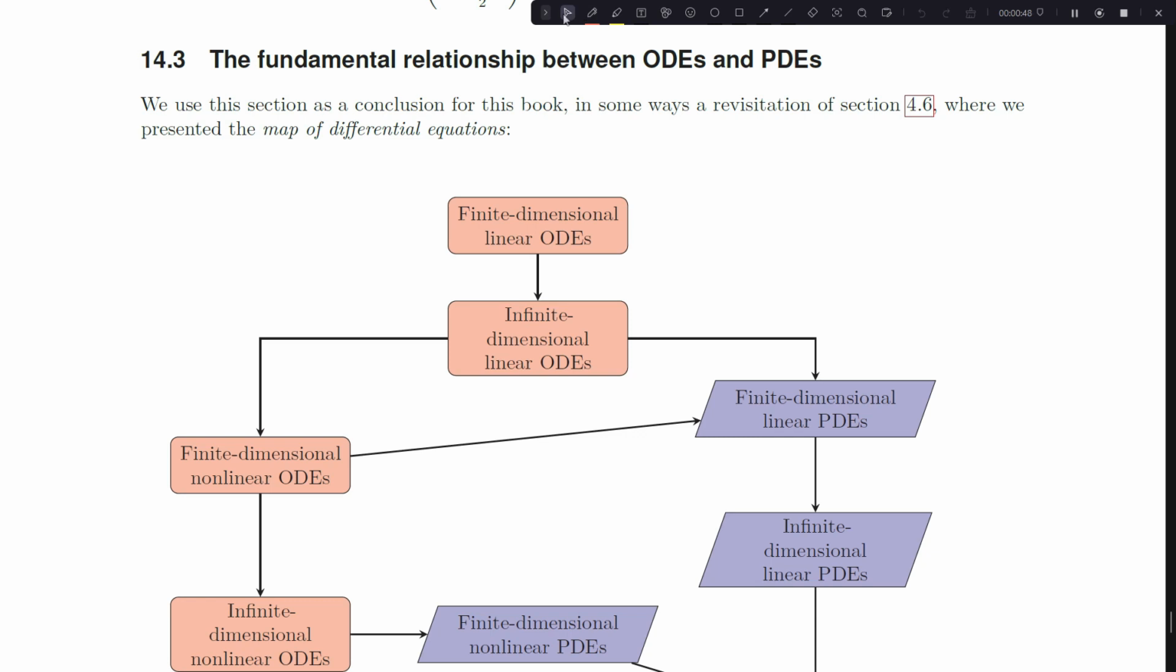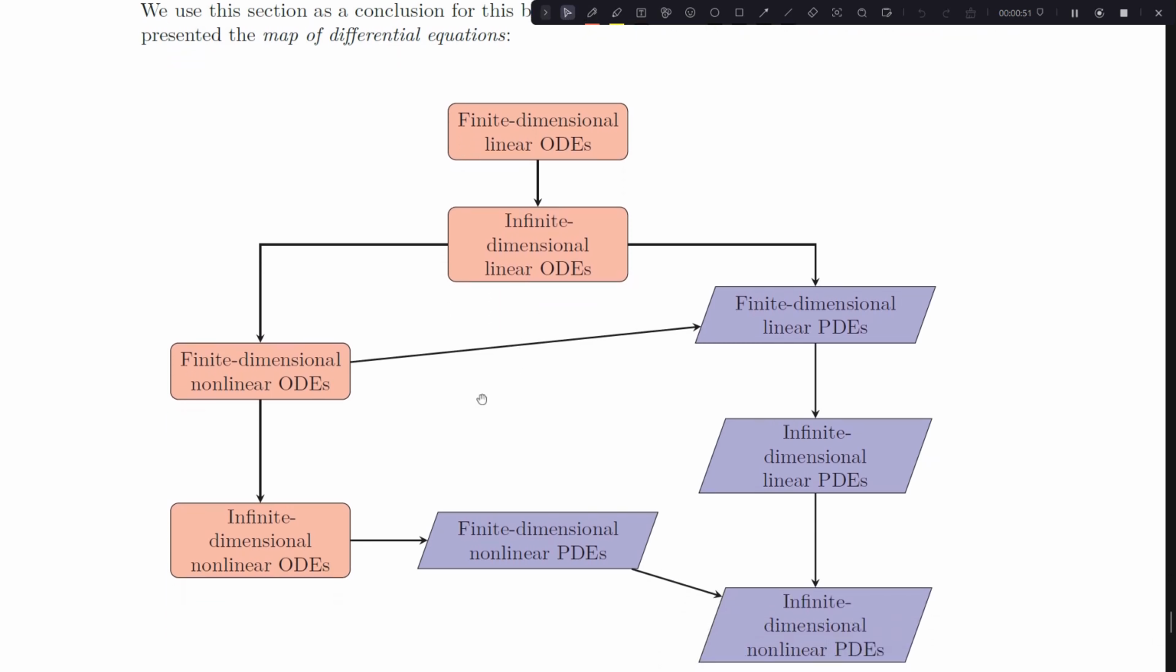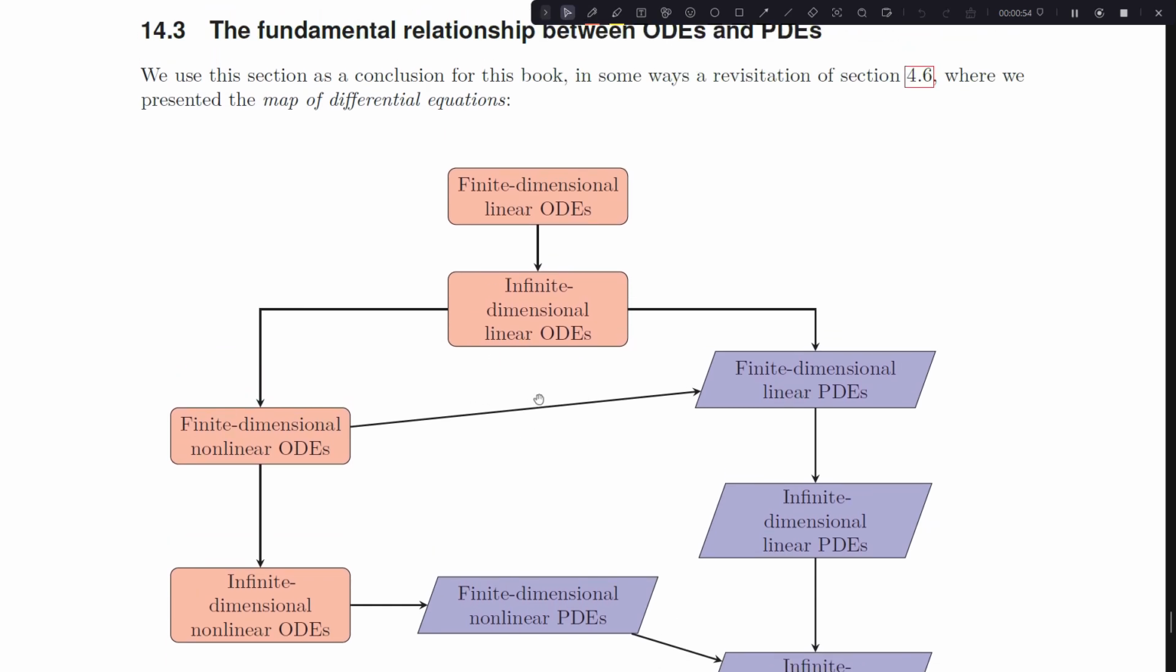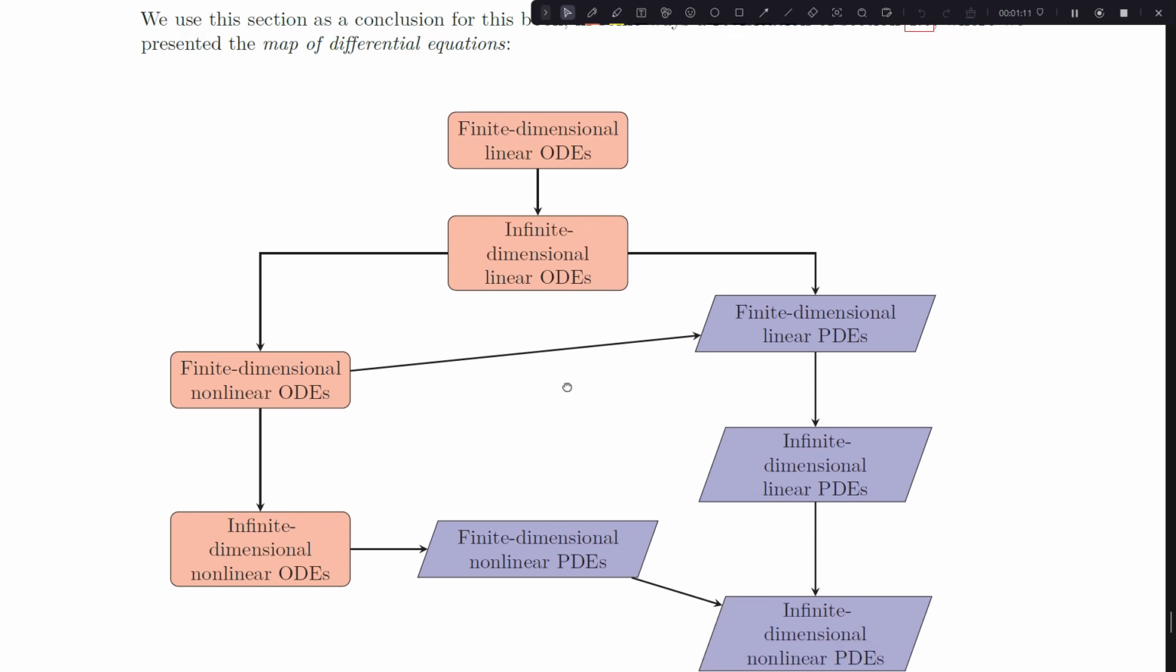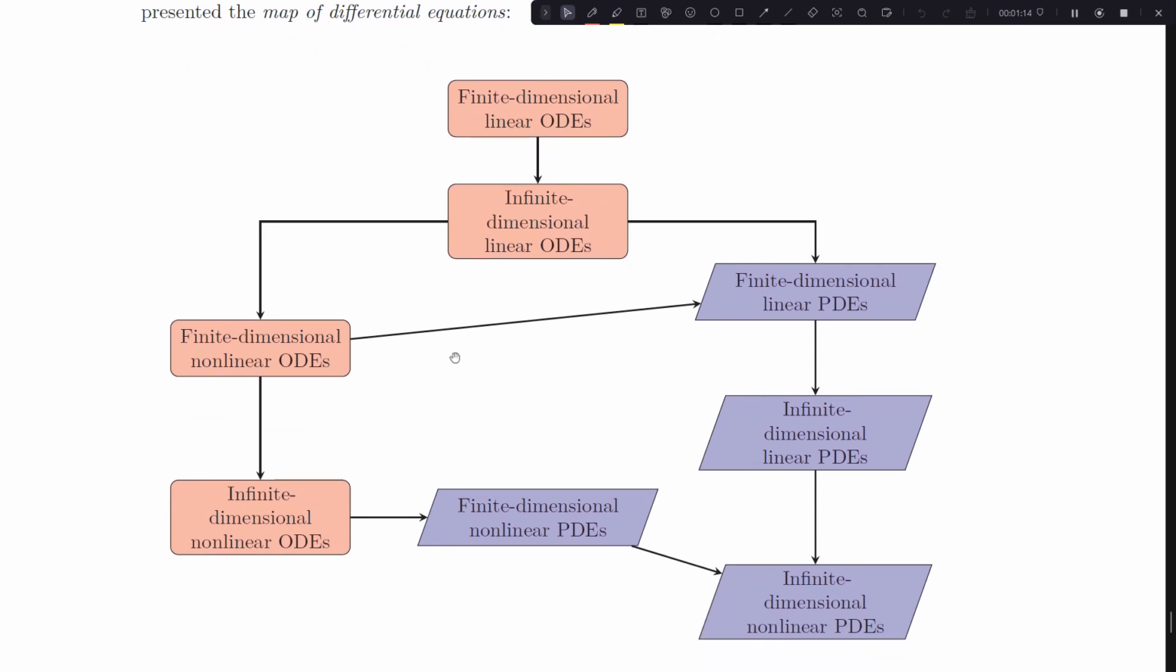And I'm starting again with what I call the map of differential equations, which I had placed in chapter 4, I think, maybe chapter 5. You'll have to look back. Look at that, 4.6. So in chapter 4.6, you can actually click on it in the book and it'll take you there. I referred to this map of differential equations where I was talking about how they're all related to each other and how maybe you move to greater difficulty as you move down.